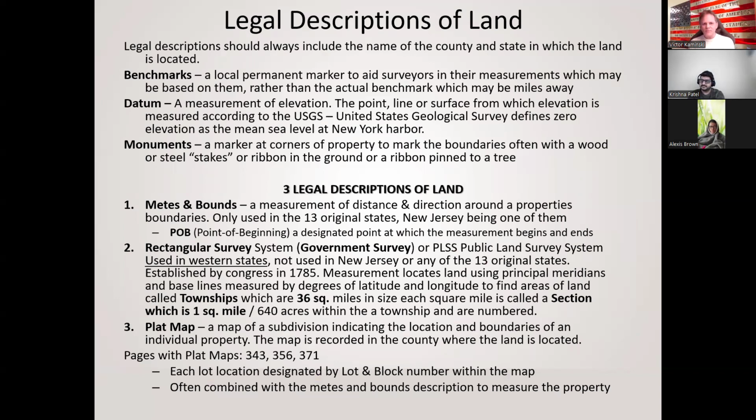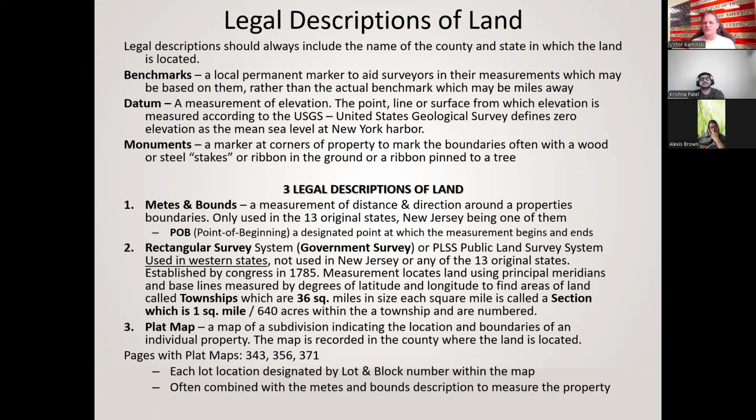So a benchmark is that local permanent marker that aids surveyors in their measurements, which could be based on them, rather than the actual benchmark, which is miles away. The datum is the zero sea level at New York Harbor. That's the mean sea level at New York Harbor, which is zero elevation. So a datum is a measurement of elevation, and zero datum is the mean sea level at New York Harbor.